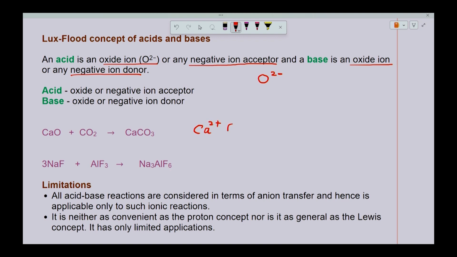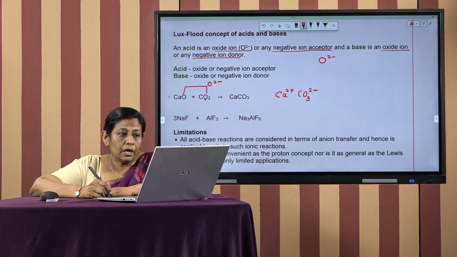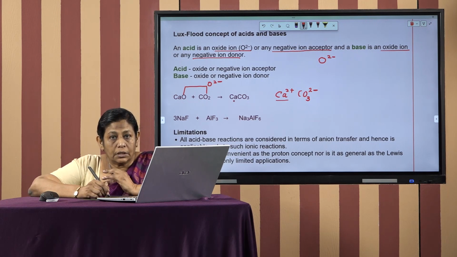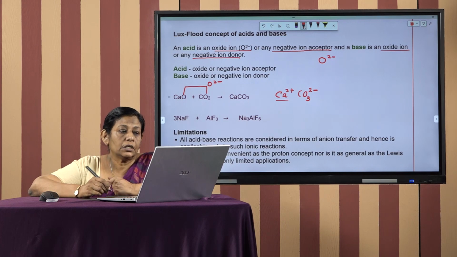Now, when these two react, this can be considered as Ca2+ and CO3 2-. How does this happen? This calcium oxide donates its O2- ion to carbon dioxide, and carbon dioxide changes to carbonate ion. Since calcium oxide loses O2-, it gains a 2+ charge on calcium, and together it becomes calcium carbonate.